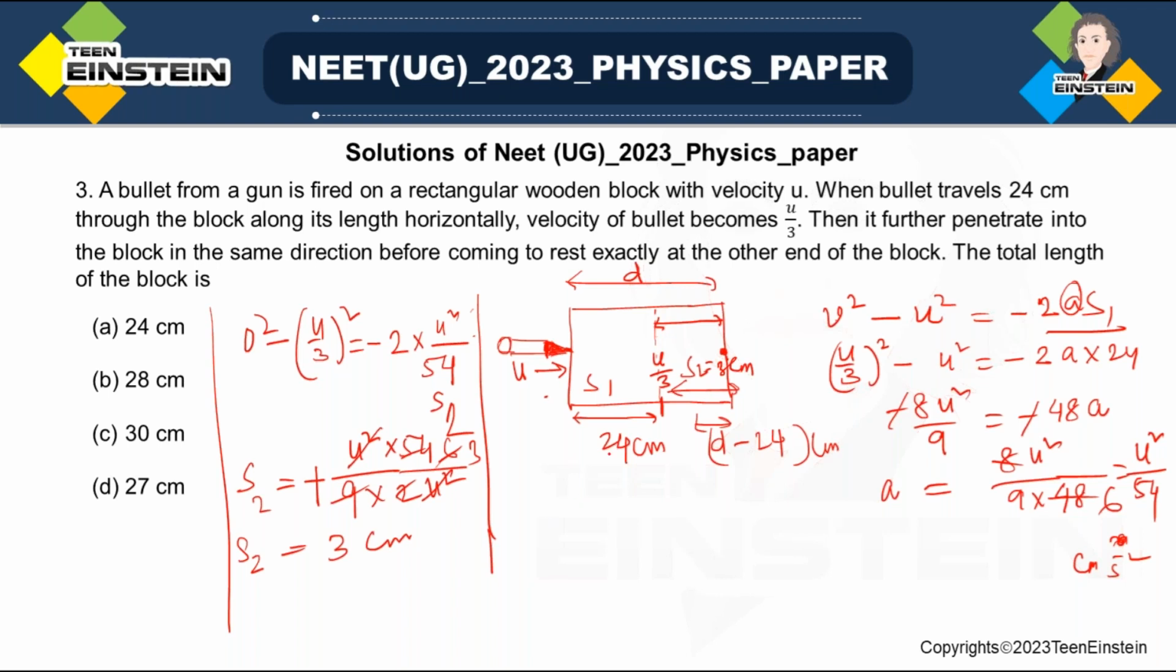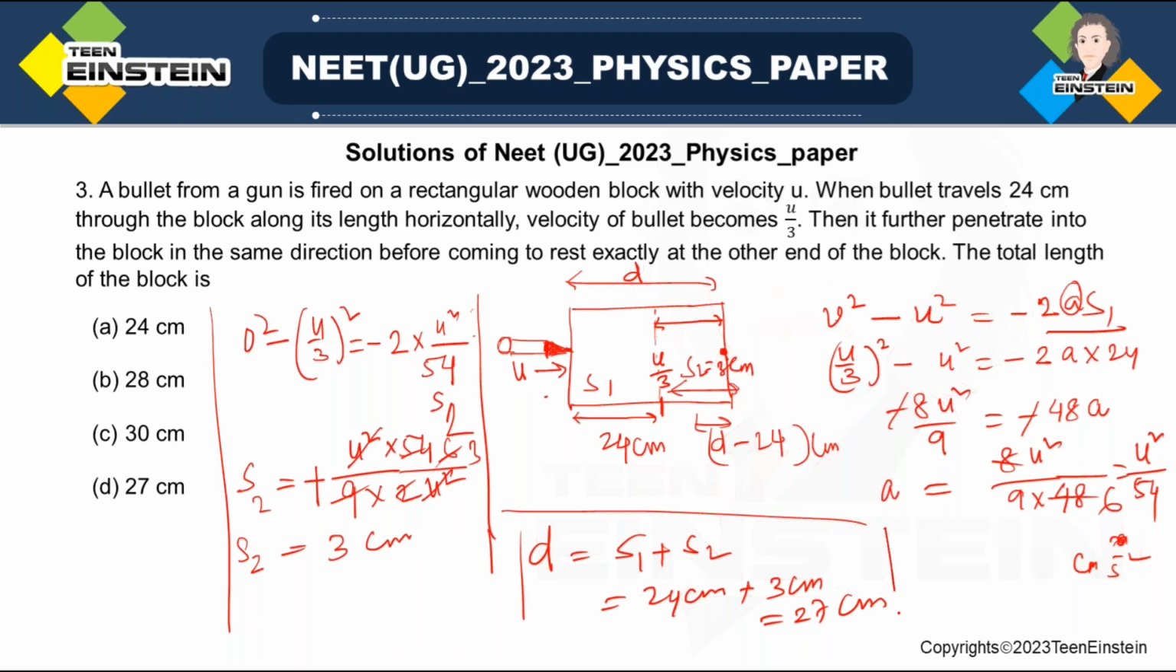So what is the total distance? D is equal to S1 plus S2. S1 was 24 centimeters, and S2 we found to be 3 centimeters, which is nothing but 27 centimeters. So the length of the rectangular block is 27 centimeters. All right, here you look, option D is the correct answer in this case. We'll move on to the next problem.